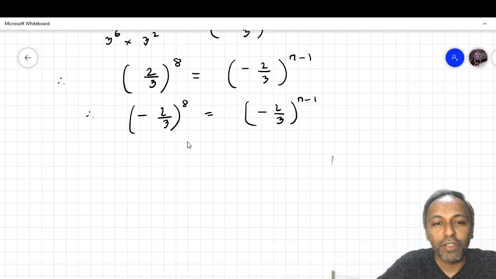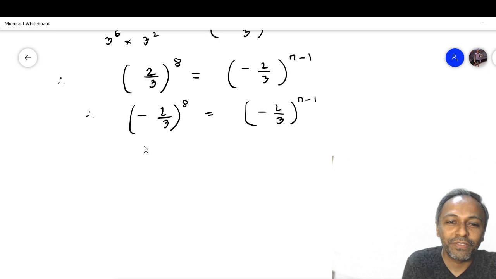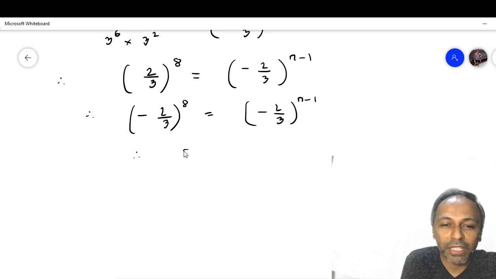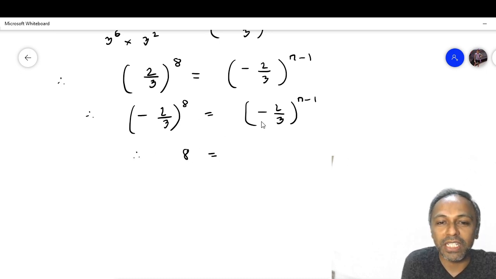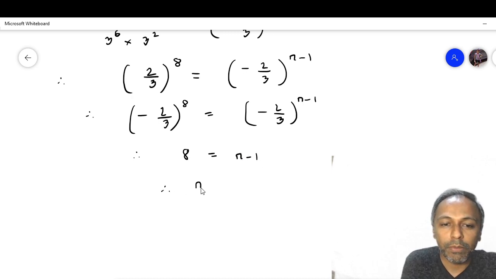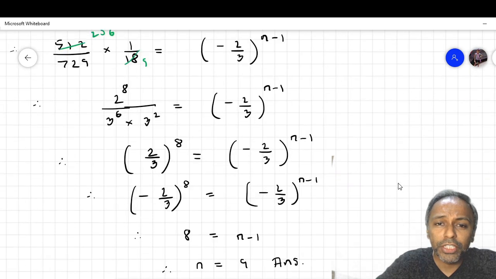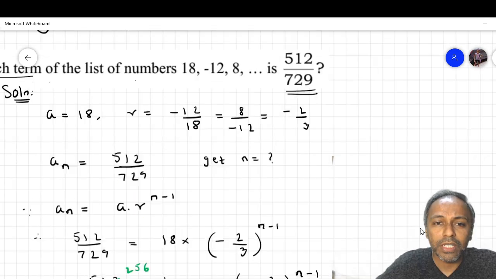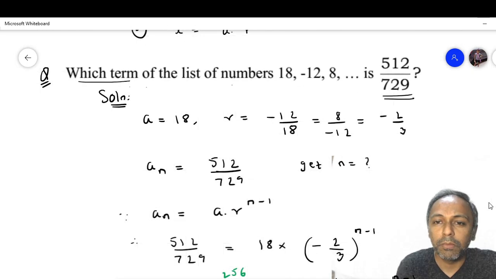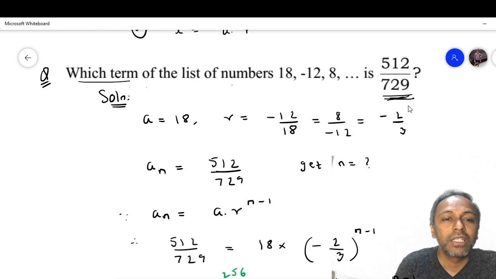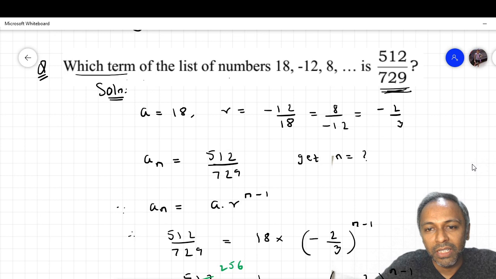In 9th standard, you have learned a topic called indices, one of the easy and favorite for many. So whenever bases are same, you can equate the powers. So 8 becomes equal to n minus 1. Therefore, n is equal to 9. That is what they have asked. Which term of this sequence of numbers would have given you this answer? It would have been the 9th term.